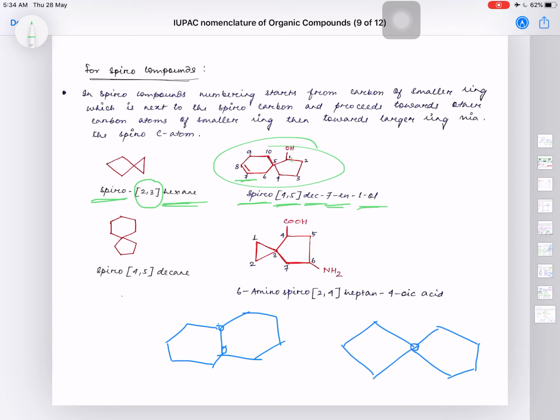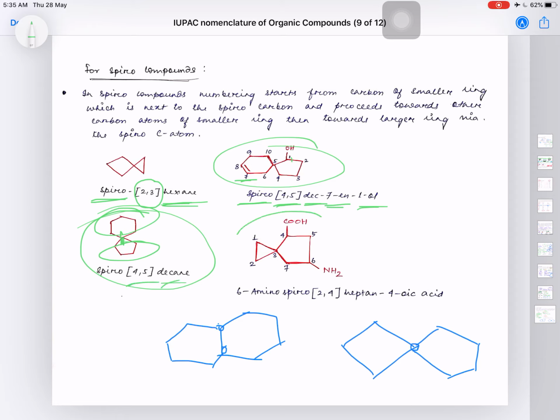Okay, then this example, this is also very easy. You have spiro 4,5, because the smaller ring has 4 carbons and the larger ring has 5 carbons. Okay, you don't consider this connecting carbon. Apart from this connecting carbon, you see on both sides how many carbons are there. So this is spiro 4,5 decane.